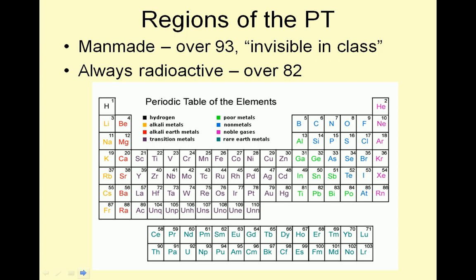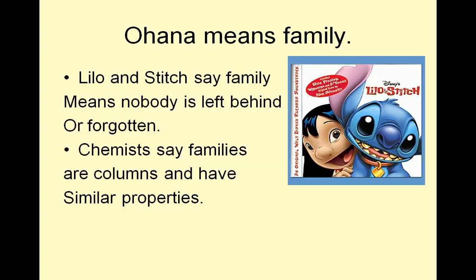Regions of the periodic table. Man-made: anything over 93 is man-made. If you look at the periodic table and it's not paper-clipped closed, it looks invisible. So anything over 93, these guys are all man-made. Not by me, but get the idea. Always radioactive over 82, which is 83 and up, which you knew from last unit.